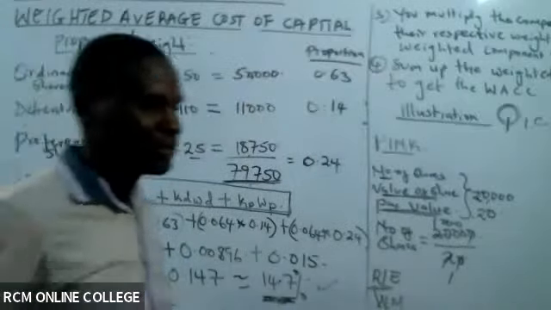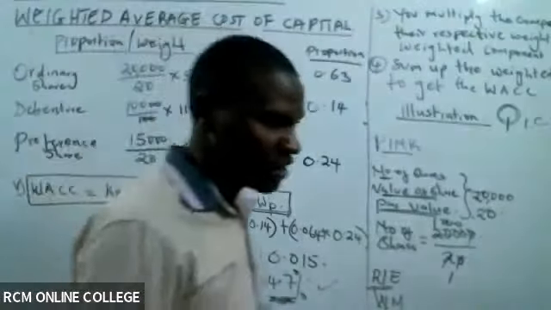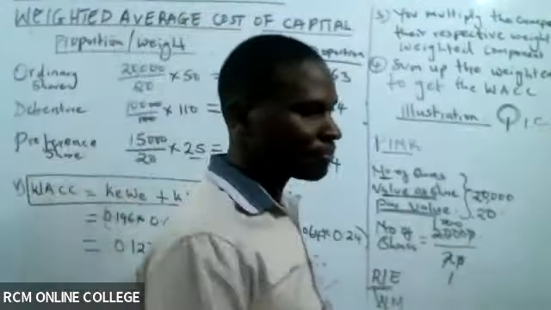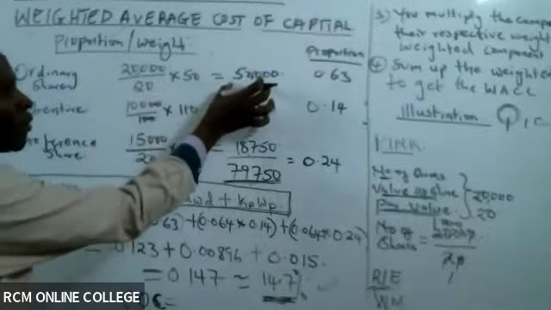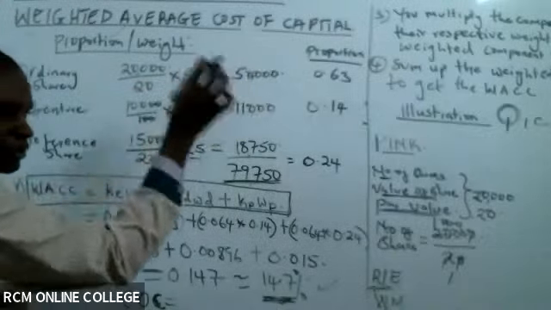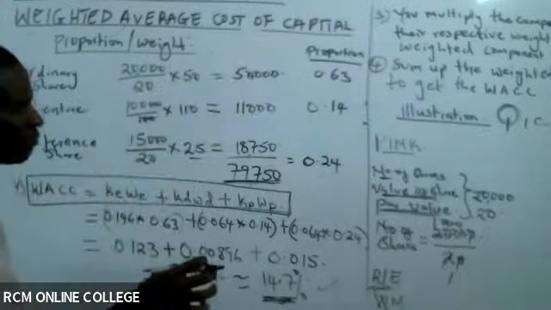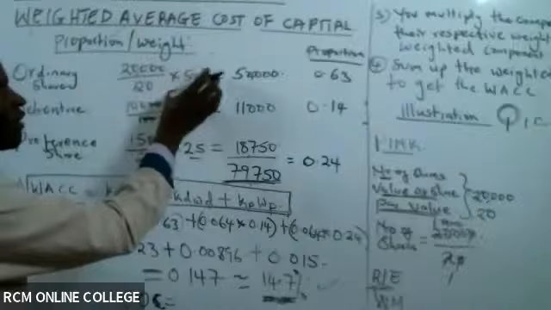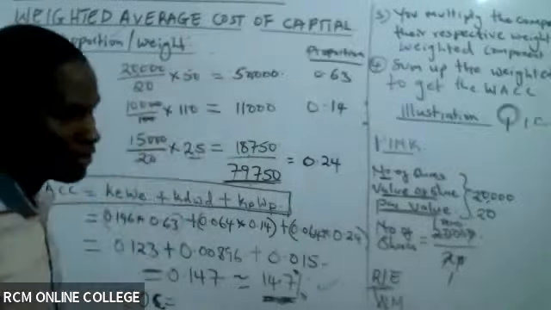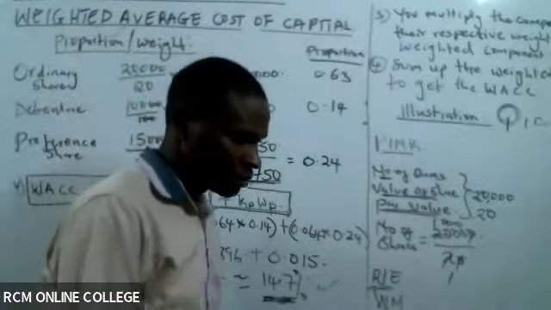Tuko pamoja class? Are we together? Na hii huwa haiposi. Yani hapa ndio watu wengi huwa wanasahau that you need to get the value of that source using the market price. Muhimu sana. So convert to number of shares, then multiply by the market price. With that utakuwa sawa.